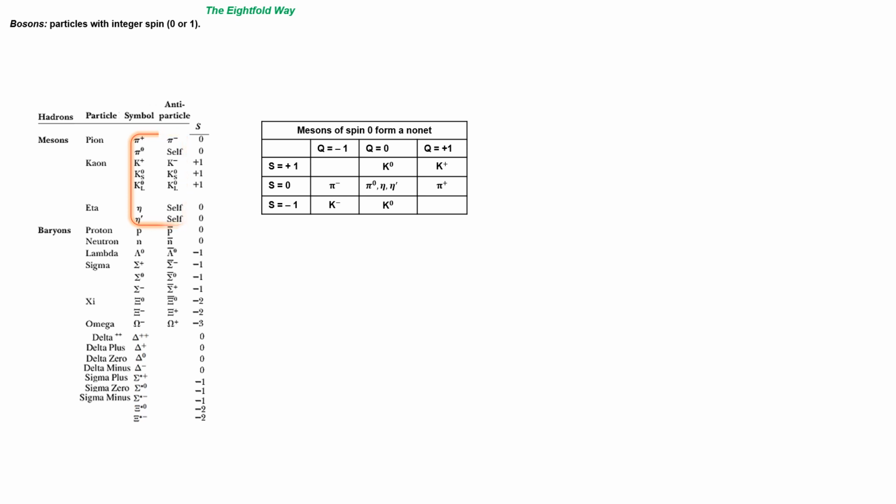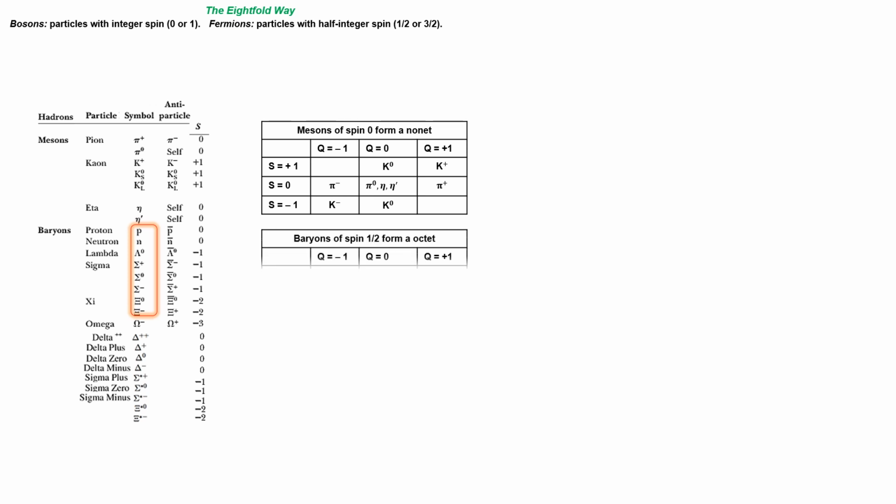We now consider the first 8 baryons listed in the table, all having a spin of 1/2. Baryons are also classified as fermions because they have half-integer spin. The family comprises the proton, the neutron, and 6 other particles. This family of baryons forms an octet.